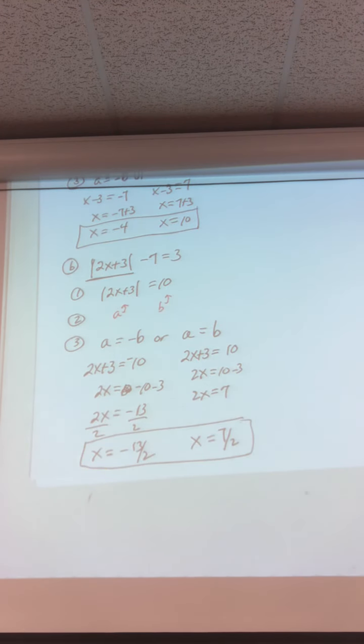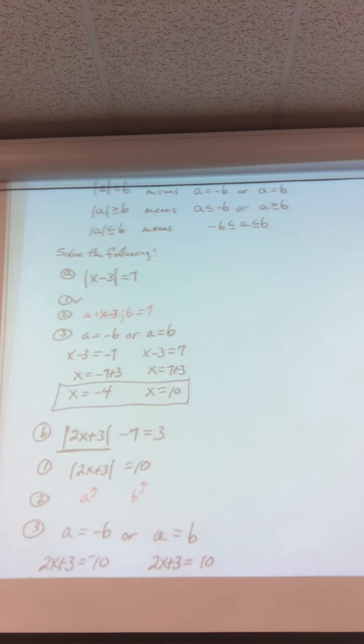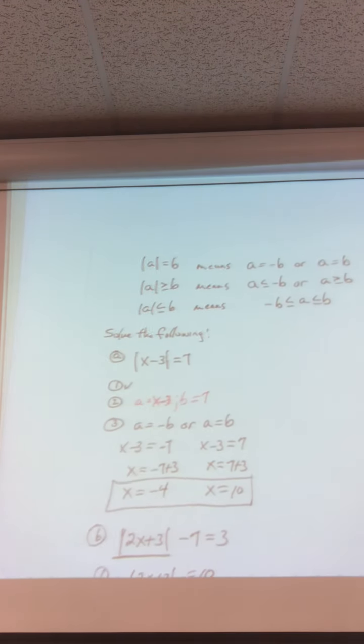Now, one common question that I have students ask sometimes is, they'll say, Mr. Rainer, when you're solving these, do you always get 2 answers? Not always. Let me show you 2 more examples. Let's look at this one.